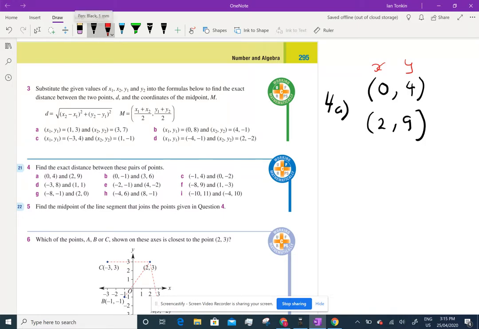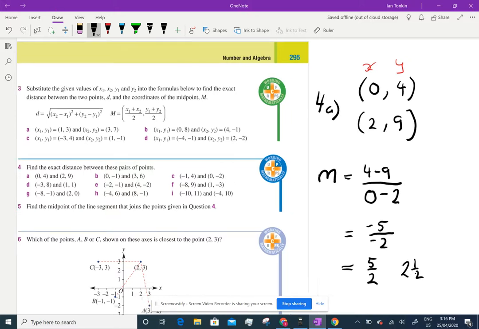So here we go. Let's just do the gradient first. M. Well, I subtract the y values, 4 minus 9. Remember, it doesn't matter which one you call x1, y1, as long as you keep the order. So it's the top coordinate minus the second coordinate, the bottom coordinate. So 4 minus 9, and then I subtract the x values, 0 minus 2. 4 minus 9, negative 5. 0 minus 2, negative 2. 5 over 2. And I like to keep it as an improper fraction, but you might like to write 2.5.